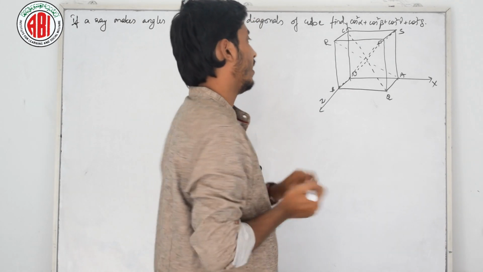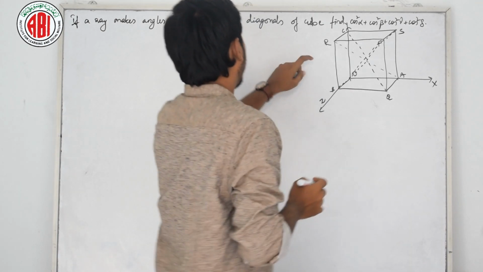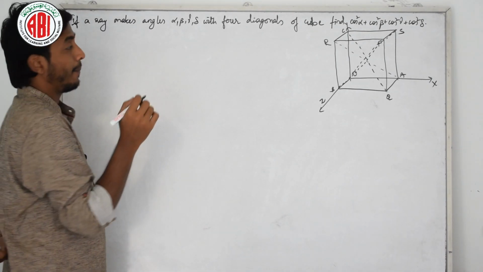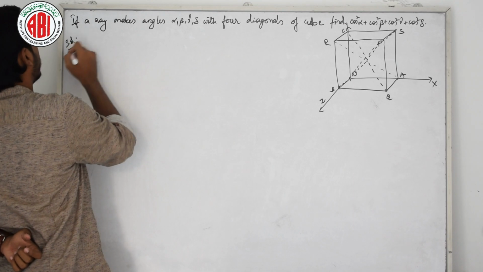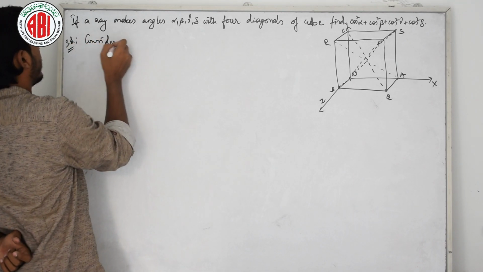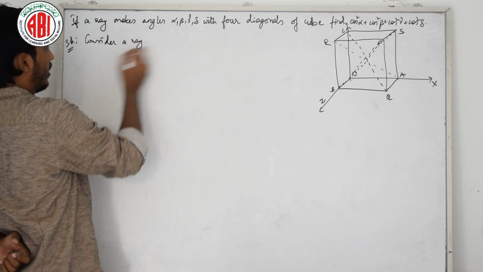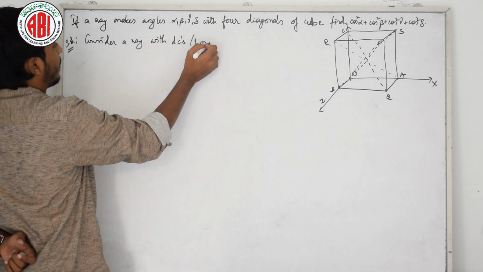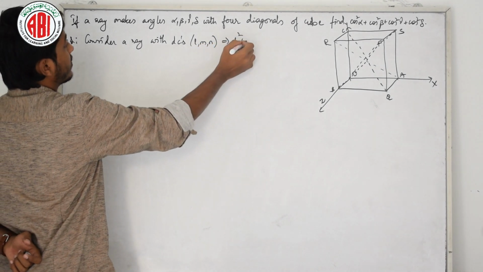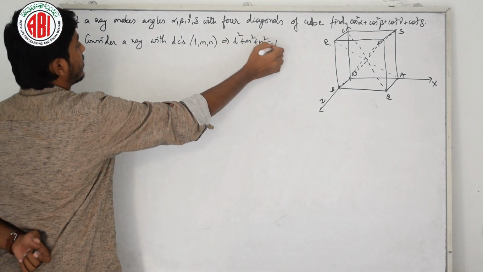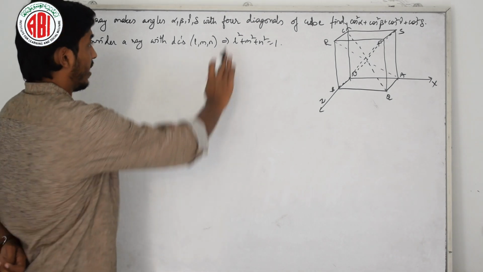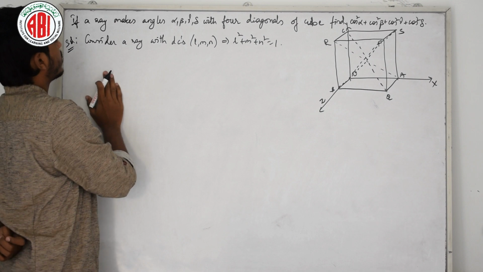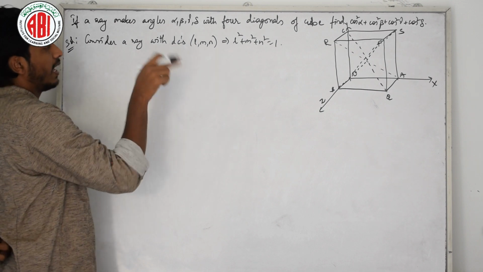Then let me assume a new ray which is having the direction cosines as L, M, N. Let us do that. Consider a ray with DCs L, M, N, so that L square plus M square plus N square is equal to 1. That is a rule. Yes or no? Then now check here. He is asking us to find the angle between this ray and the 4 diagonals.